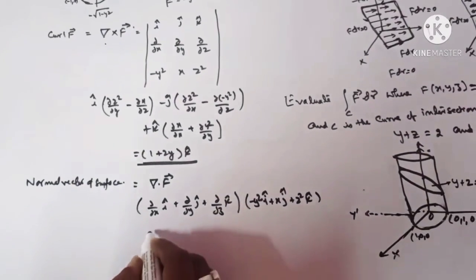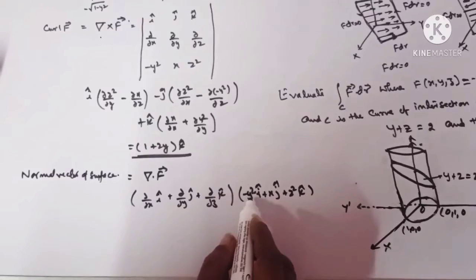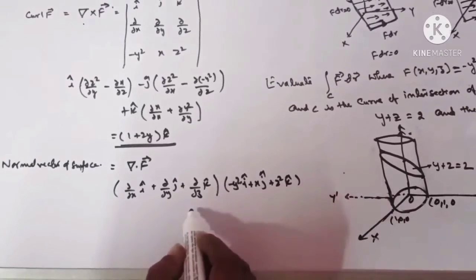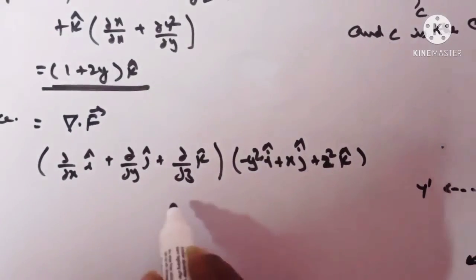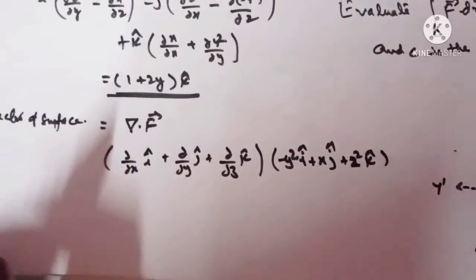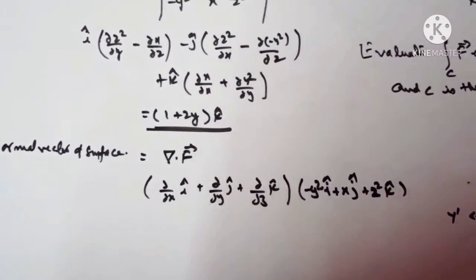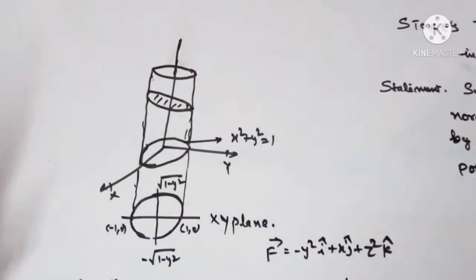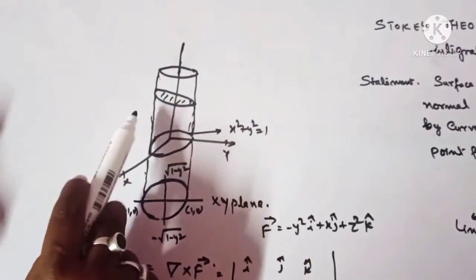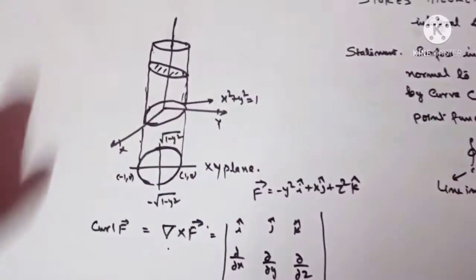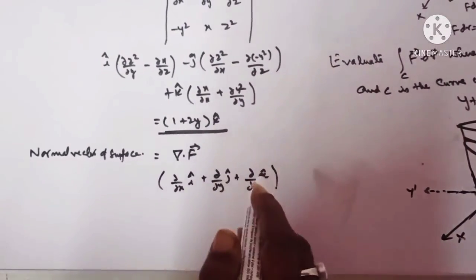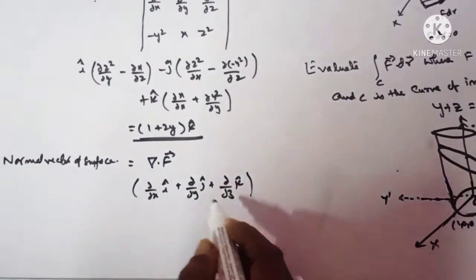When you take the dot product, the i part will be 0, and j is also 0, and the only thing left is 2z. Since we are finding the normal of this surface, it is the dot product of the operator and the plane normal to this.